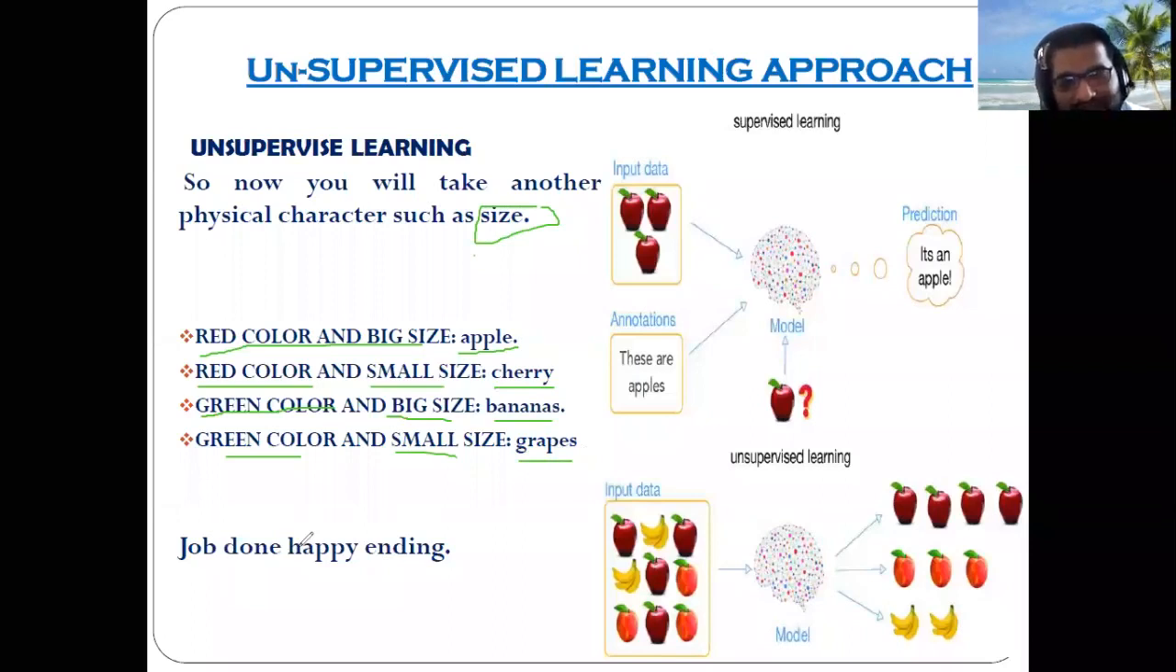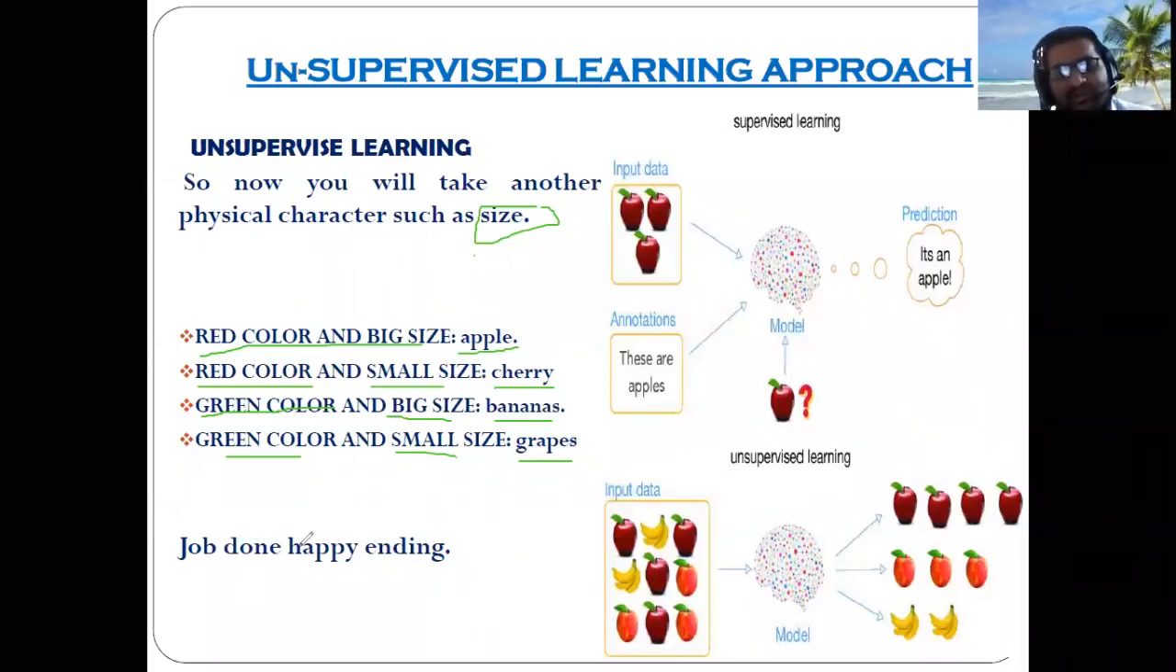You didn't know anything. Still you have done the grouping or not? All of you got the situation? We didn't know anything, still we were able to group the fruits. And this kind of grouping is called clustering.